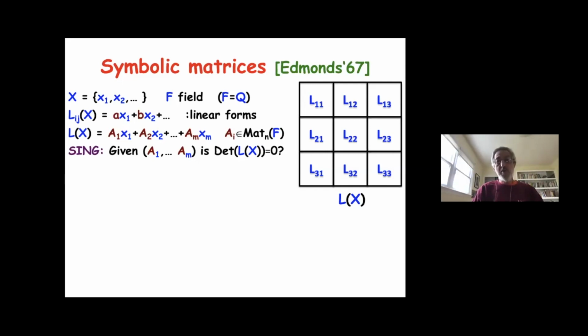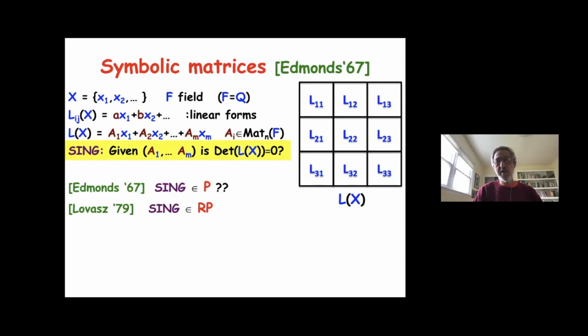So what do we know about it? Edmonds asked the question whether, like the special case we saw before, it has a deterministic polynomial time algorithm. And this is a problem we really want to solve, and we will not. But anyway, let's continue with what's known about it and why we care about it.